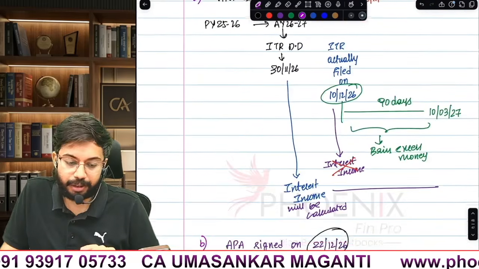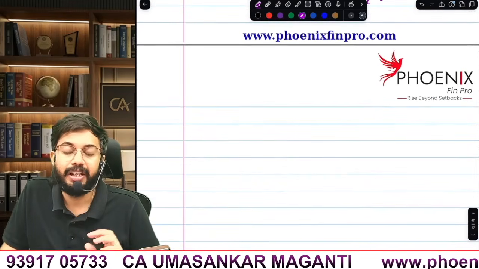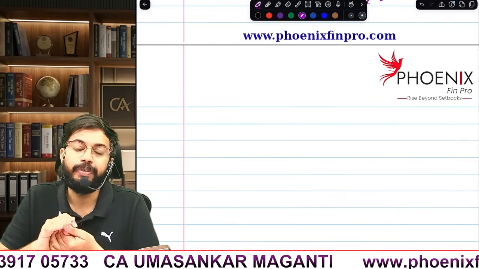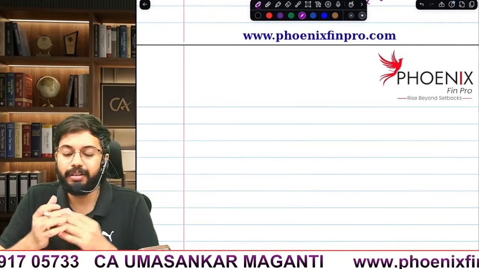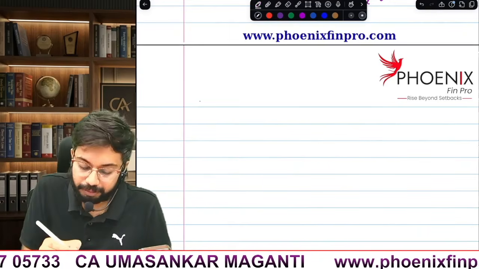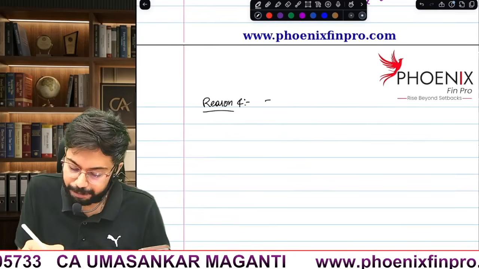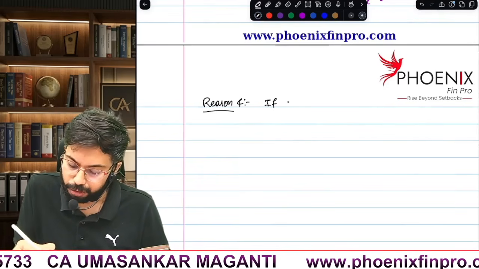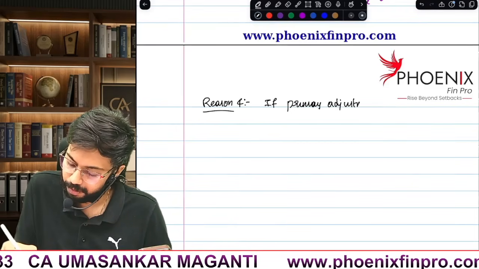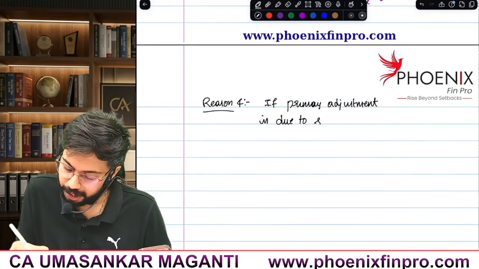Out of 5 reasons, only these 3 reasons are very much important and are being asked in the examination. Reason 4, reason 5, I'll teach you, but they are not that important from exam point of view. You can skip them also, but as a token of class, I will explain reason 4 and 5 as well. Reason 4, if primary adjustment is due to safe harbor rules.